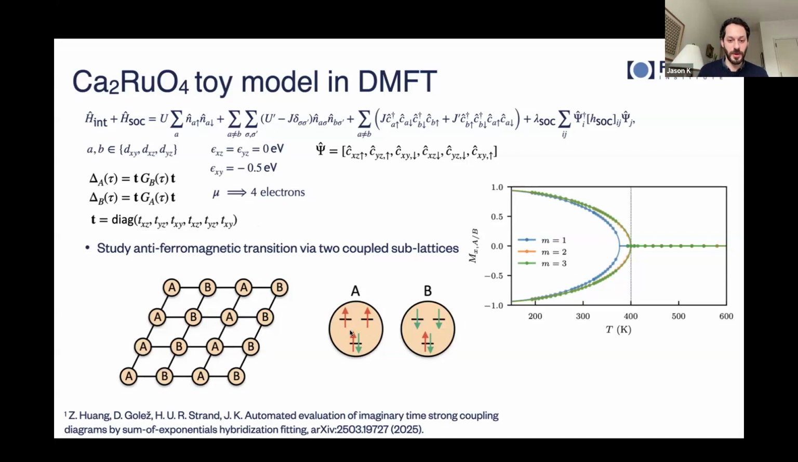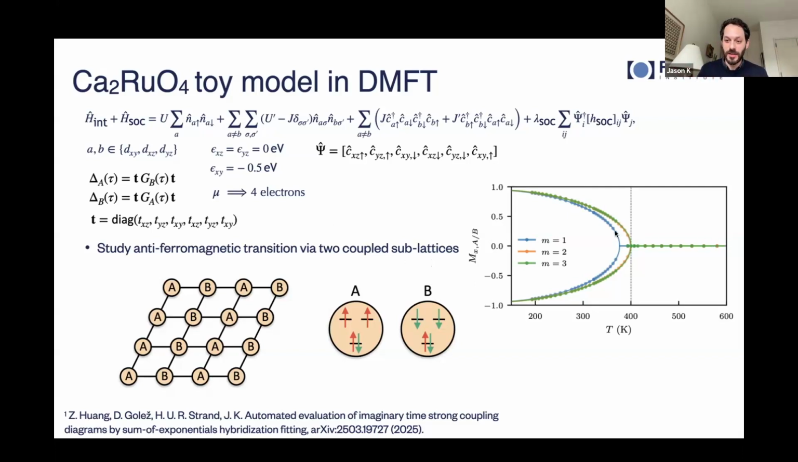Basically, this model has 3 orbitals. One of them is at lower energy than the other. And we wanted to study magnetism. We wanted to study an anti-ferromagnetic transition with temperature. So what was set up is we divide the lattice into A sites and B sites and have impurities associated with each of these sites, which are coupled to the bath and coupled to each other via this hybridization. Why do we do this? So then we can measure the magnetization on the A sites and the B sites.